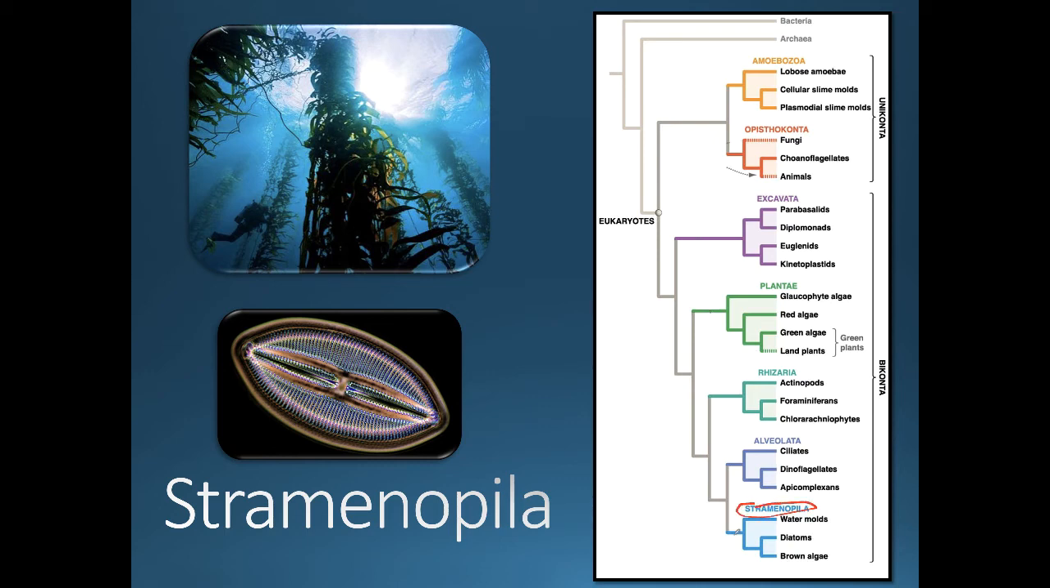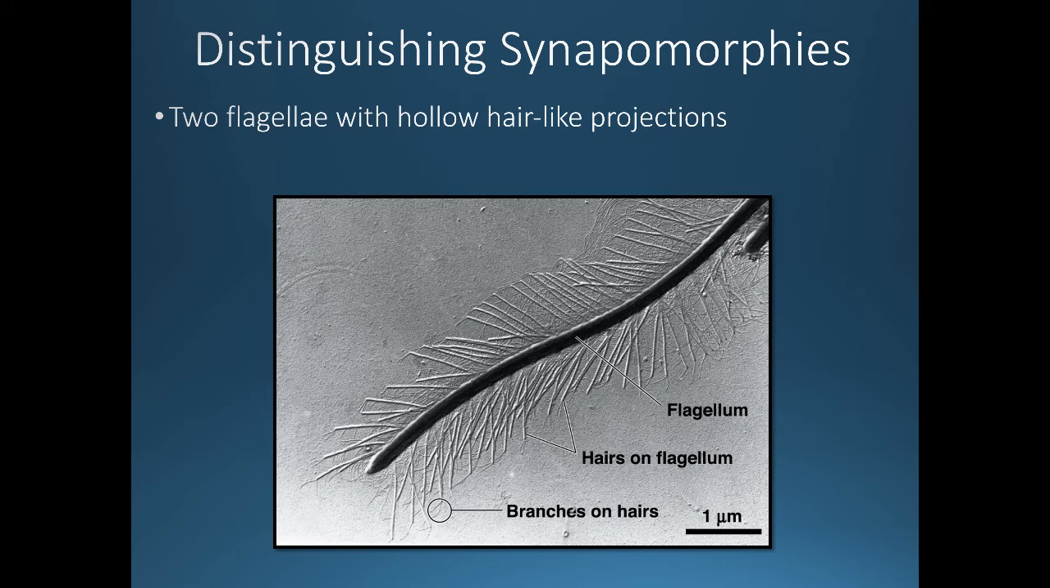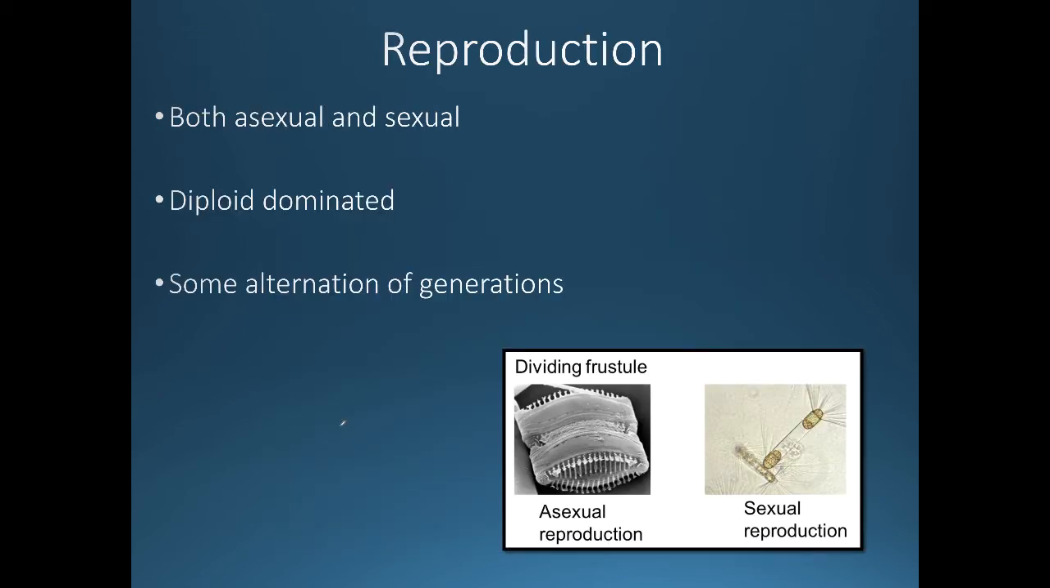And like we've done with the others, we're going to talk about the synapomorphies associated with the different groupings of the Stramenopila. The distinguishing synapomorphy found in this group of protists is that they have a pair of flagella that have hollow hair-like projections. So here we see the flagellum here, and then extending from it, you see the hair-like projections coming from the flagellum. Stramenopila, they will reproduce asexually and sexually. When they exist as a haploid, they are dominated by the diploid stage of life. In multicellular Stramenopila, they will exhibit alternation of generations.